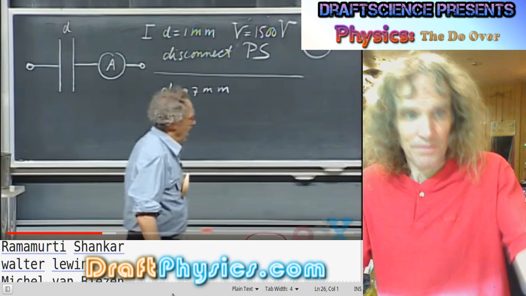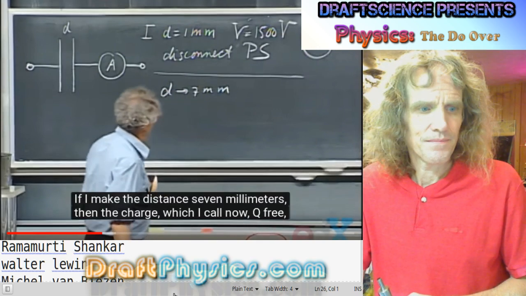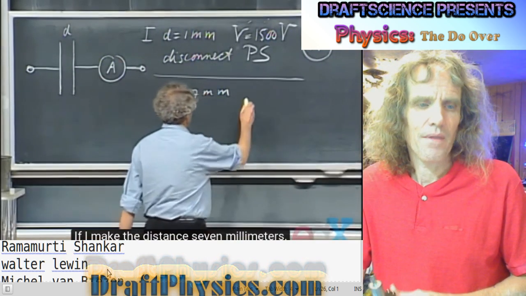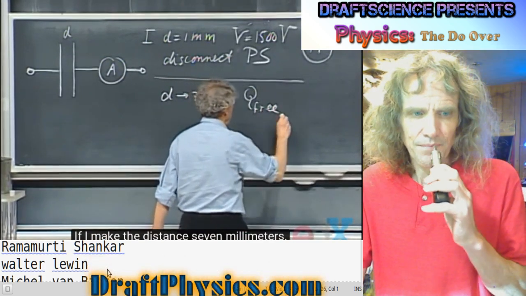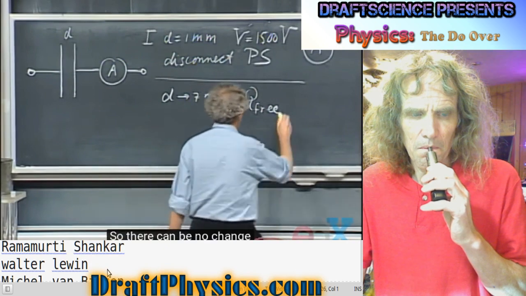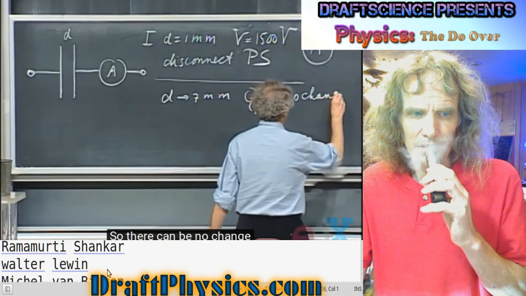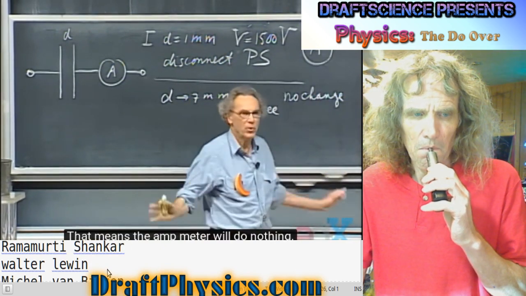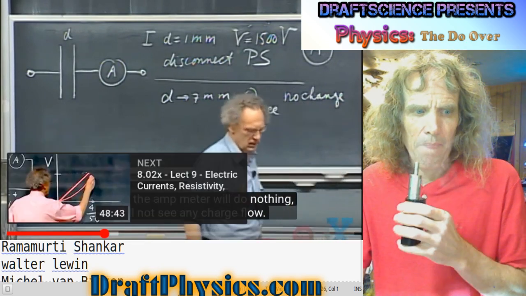Well, it'll be 10,000 volts, a 7-time increase. If I make the distance 7 millimeters, then the charge, which I call now Q3, but it is really the charge on the plates, is not going to change. It is trapped. So there can be no change when I open up the gap. That means the ammeter will do nothing. You will not see any charge flow.